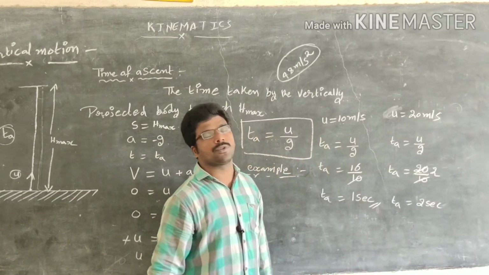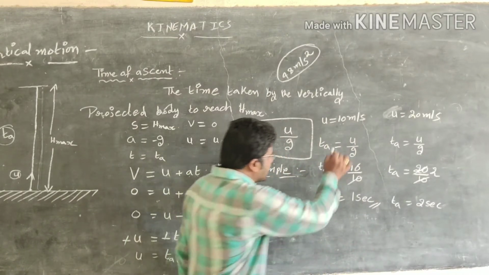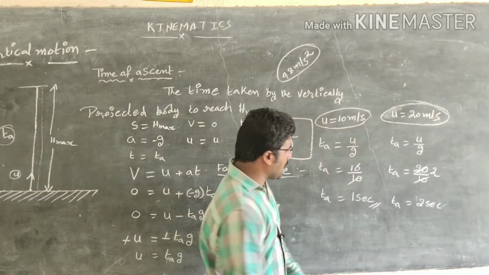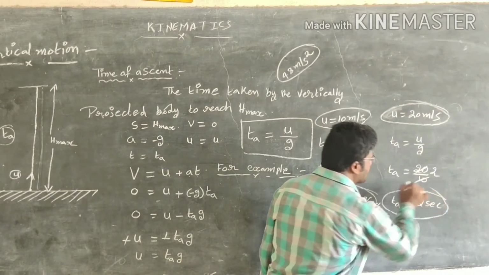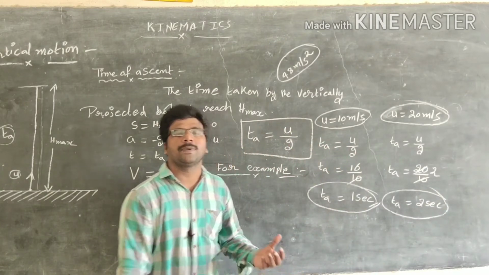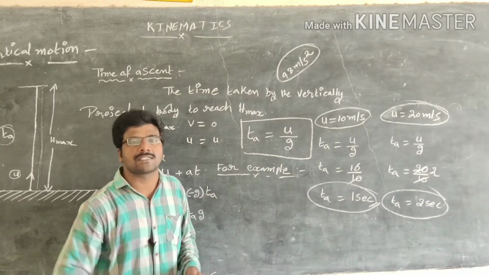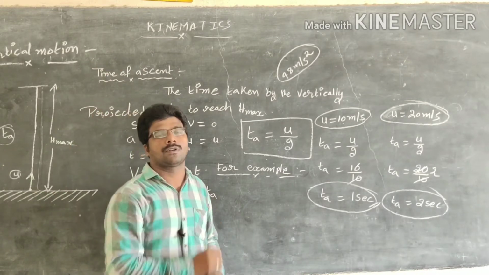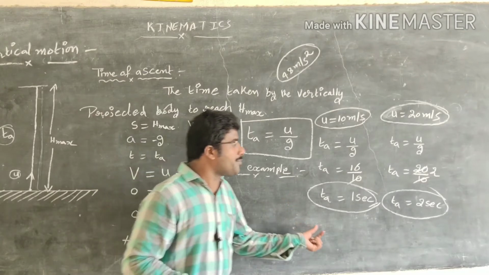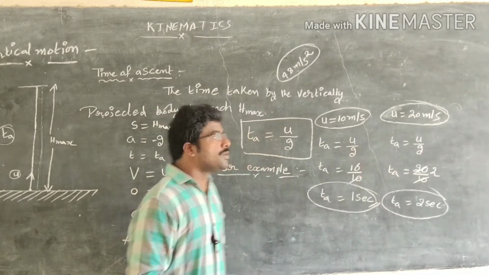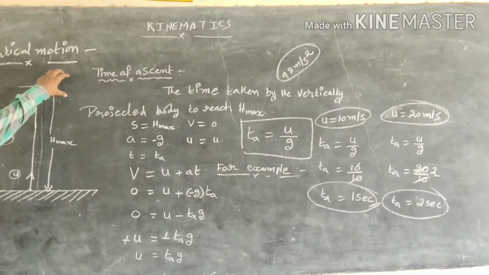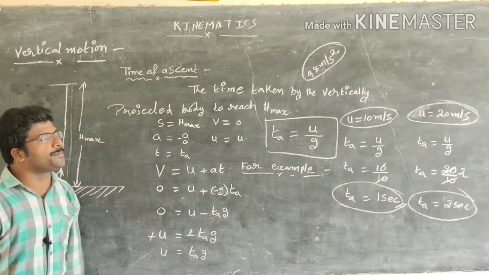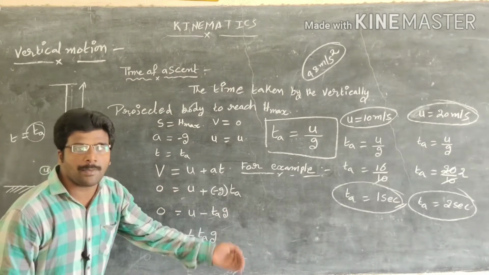From these two examples, what do you understand? As the velocity increases, the time of ascent also increases. What does this mean? That means as the velocity increases, the body reaches a greater maximum height, so hence the time of ascent is also more. So simply, what is time of ascent? The time taken by the vertically projected body to reach maximum height.